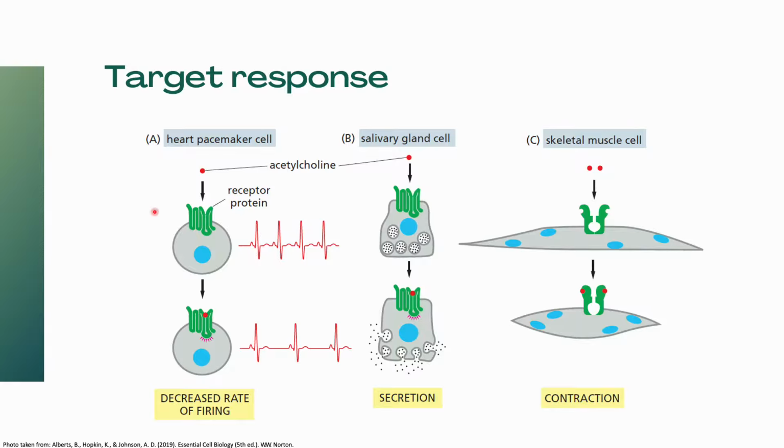And even though the same signal is being detected by all 3 cells, they have different responses. In the case of the heart pacemaker cells, there is a decreased rate of firing, which leads to a slower heartbeat. In salivary gland cells, there is an increased secretion of saliva, and for skeletal muscle cells, there is contraction. So the reason for these different responses is due to the different effector proteins in these different cells.